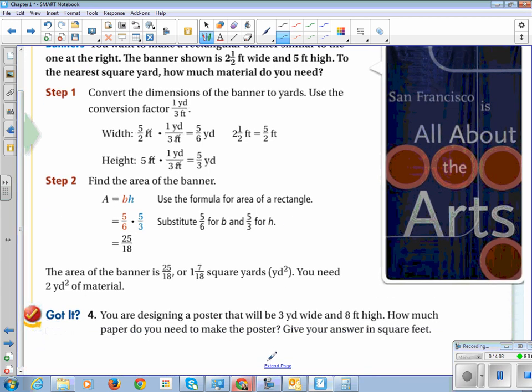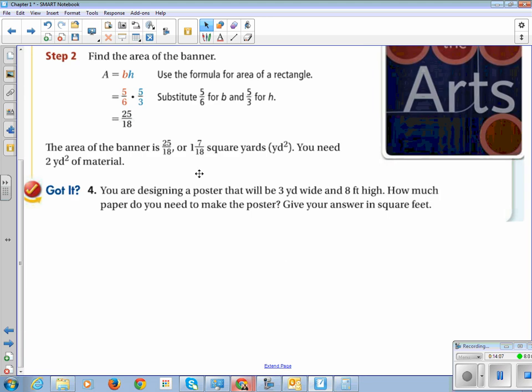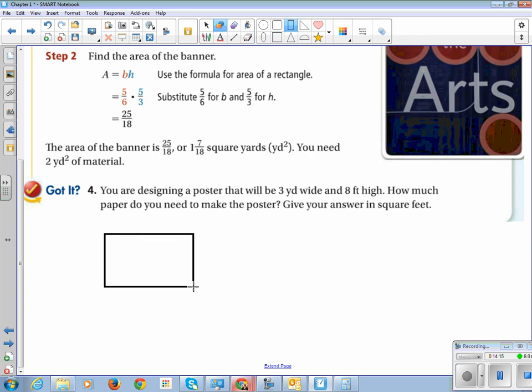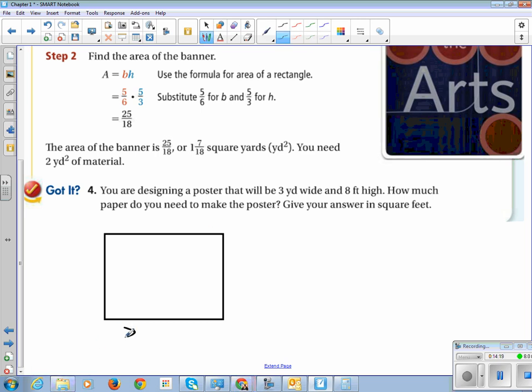All right, let's do a similar problem. We're designing a poster that will be 3 yards wide and 8 feet high. Awesome, let's have a picture. 3 yards and 8 feet. How much paper do you need to make the poster? So that's the area.